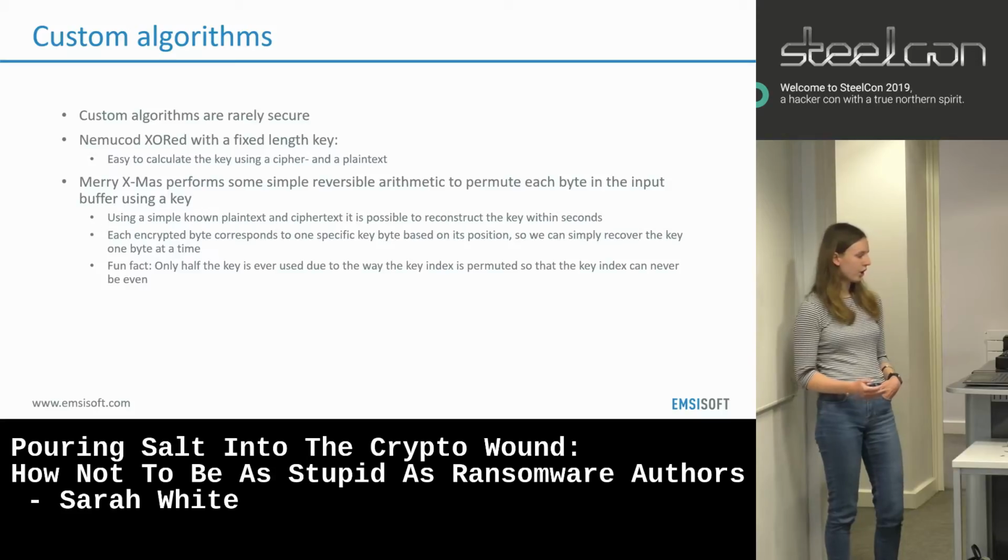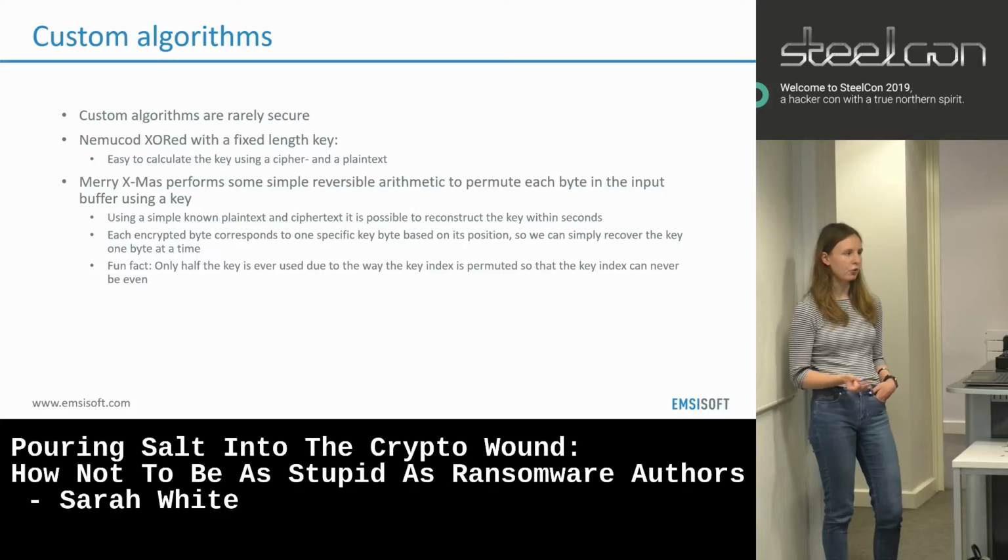So, to sum things up, custom algorithms and custom implementations of existing algorithms rarely turn out secure. In Nemicod's case, they just XOR the file data with a fixed-length key. So it's very easy to calculate the key by XORing a known encrypted file with its original version. And this then can be used to decrypt all other files.